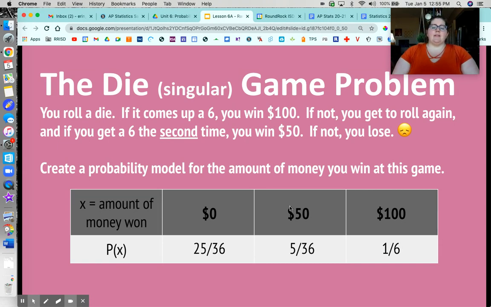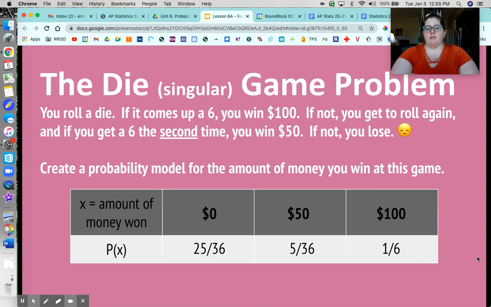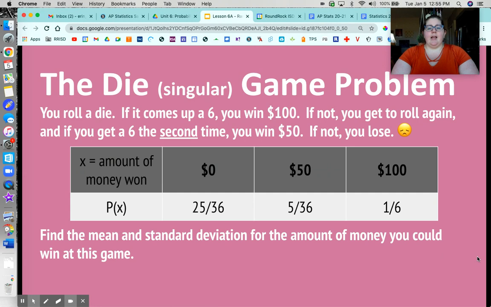And then the way I win $0 is I never roll a 6. I roll it twice, and I don't roll a 6 either time. So 5 out of 6 times 5 out of 6, which is 25 out of 36. Again, my probabilities should add to 1. If they don't add to 1, you did something wrong. These do. And then I could find the mean and standard deviation of that variable, basically finding the average amount of money that I could win by playing this game one time.